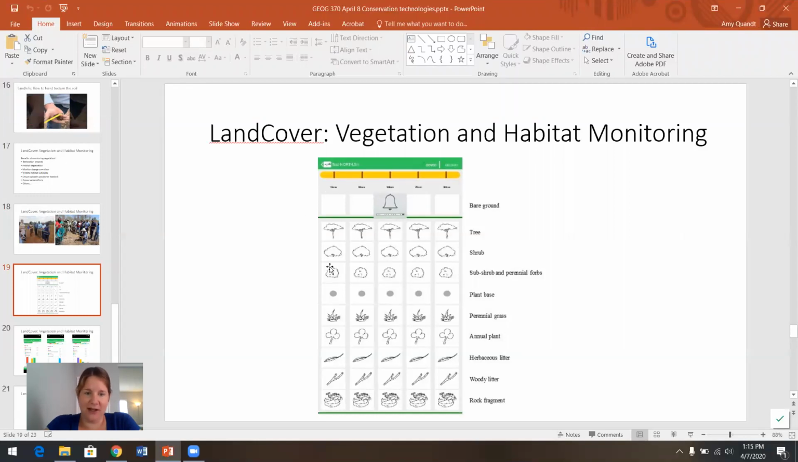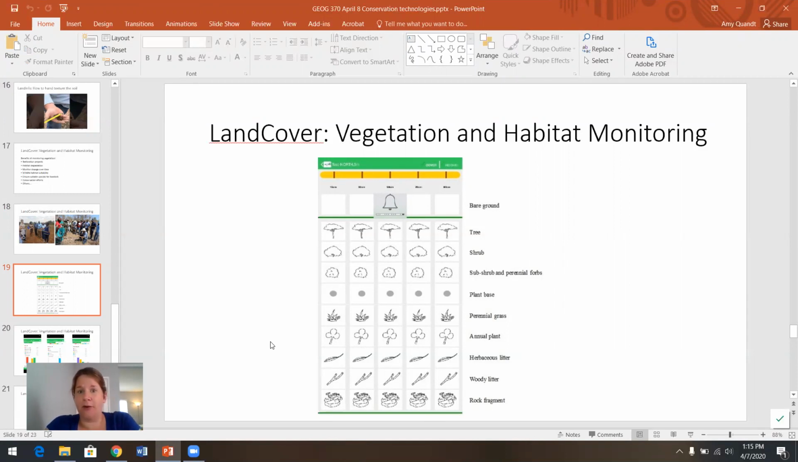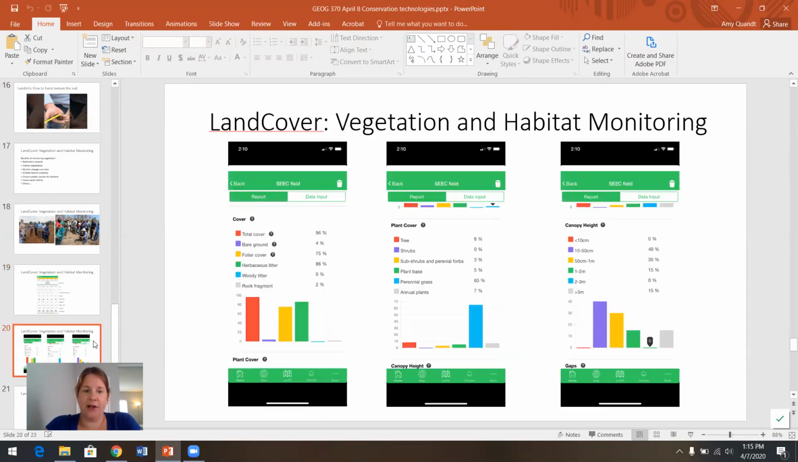So let's say I drop my stick. I look right here on my stick, there should be a line, and I say, is there a tree? Is there a shrub, plant base? And you just click, click, click. And it makes it really easy to collect kind of a large amount of data in a short period of time, particularly if you become used to the app and you're also fairly familiar with the plant types that are around. So here's some of the data that you get.